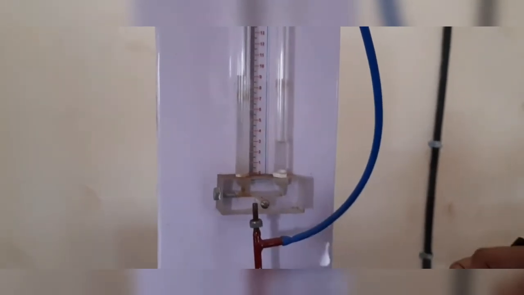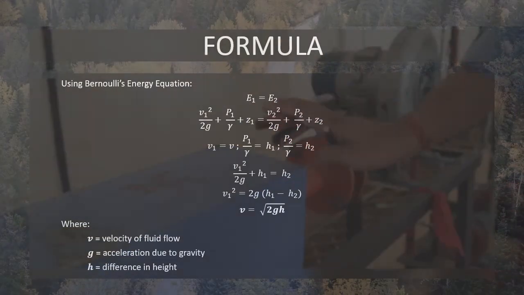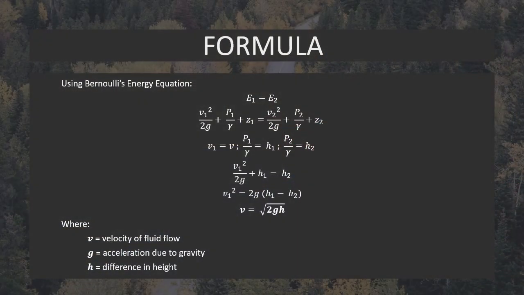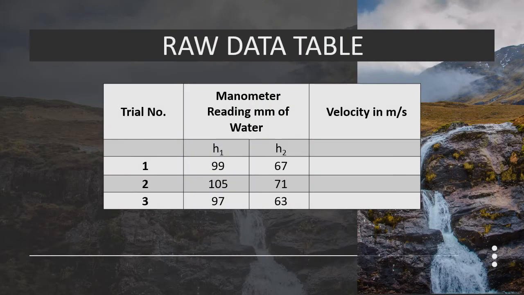For the formula, we will be using the Bernoulli's energy equation, where V is the velocity of fluid flow, g is the acceleration due to gravity, and h is the difference in height. The formula is derived by observing 2 points, equating the changes that undergo. For the final formula, V is equal to the square root of 2gh, where h is the difference. Lastly, here are the raw data tables for easier analysis.